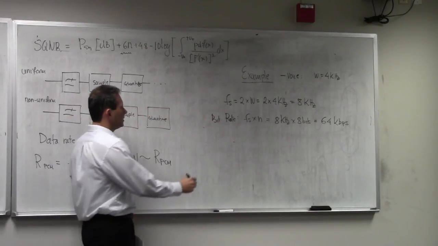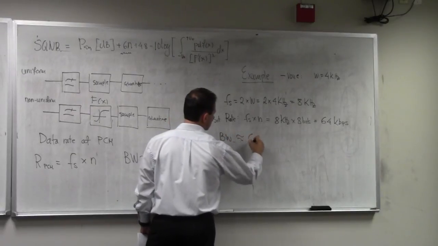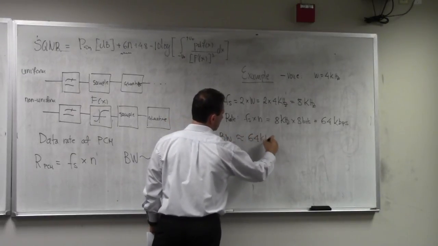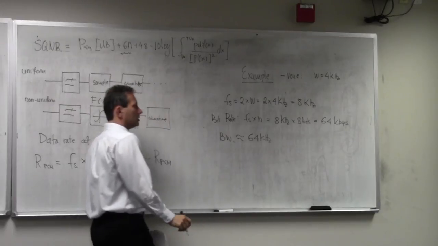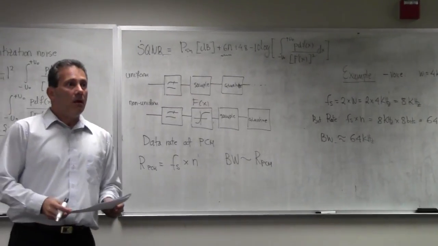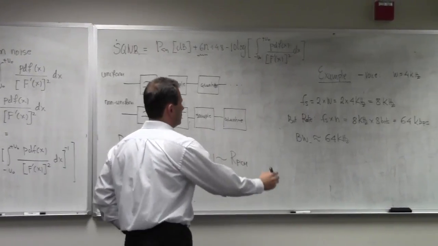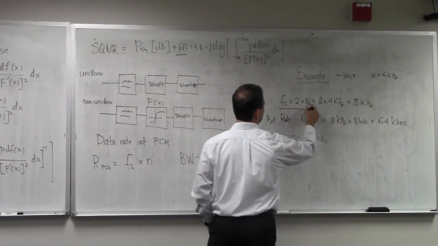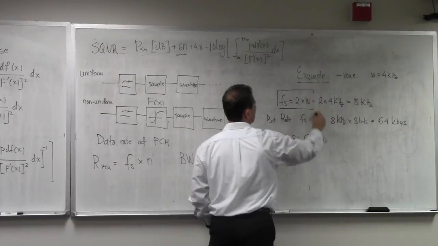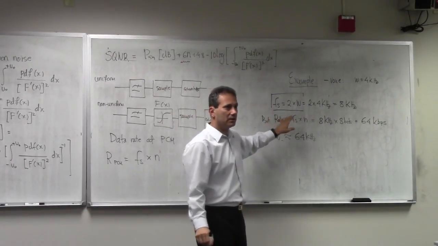And the bandwidth that you require, I'm going to say, is approximately 64 kilohertz to send this over, let's say, some analog channel. Excuse me, is that Nyquist approach, Professor? Yeah, where do we use Nyquist? We use it here. This is our Nyquist criteria. We talked about it in linear systems.